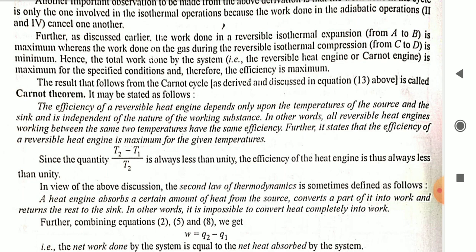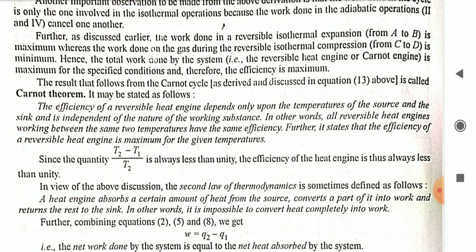The result that follows from the Carnot cycle is called the Carnot theorem. It may be stated as follows. The efficiency of a reversible heat engine depends upon the temperature of the source and the sink but doesn't depend upon the nature of the working substance. In other words, all reversible heat engines working between the same two temperatures have the same efficiency. Further, it states that the efficiency of a reversible engine is maximum for the given temperatures. And hence the quantity T2 minus T1 upon T2 is always less than unity. The efficiency of the heat engine is thus always less than unity.